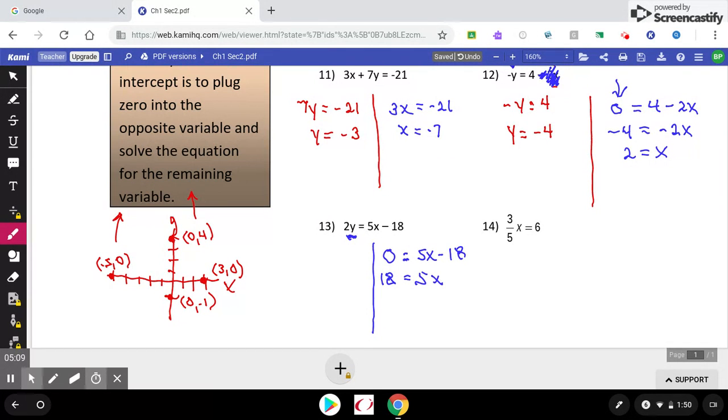How do I get rid of the 5? I divide. Now, if you want to go decimal here, that's fine. Nothing wrong with fractions. We're not actually graphing these, so who cares what it comes out to be. So 18 divided by 5 is a reduced fraction, and I can use that for my answer. So I believe 3.6 would be the decimal equivalent of that. So if you want to go decimal on that, you're welcome to do so.